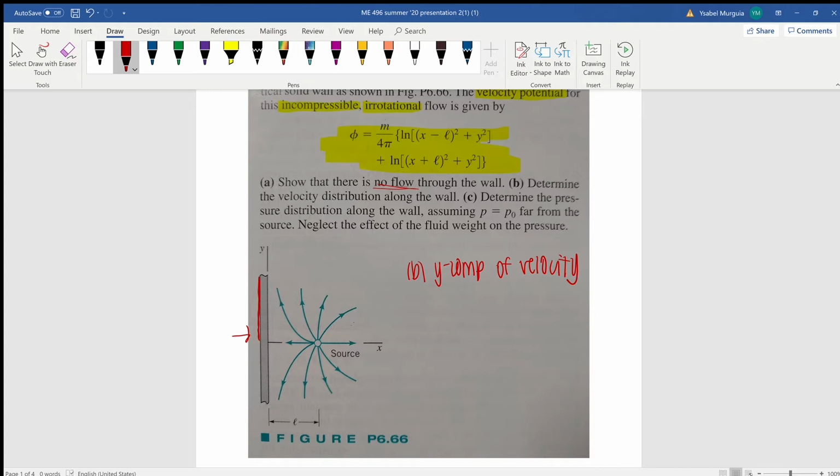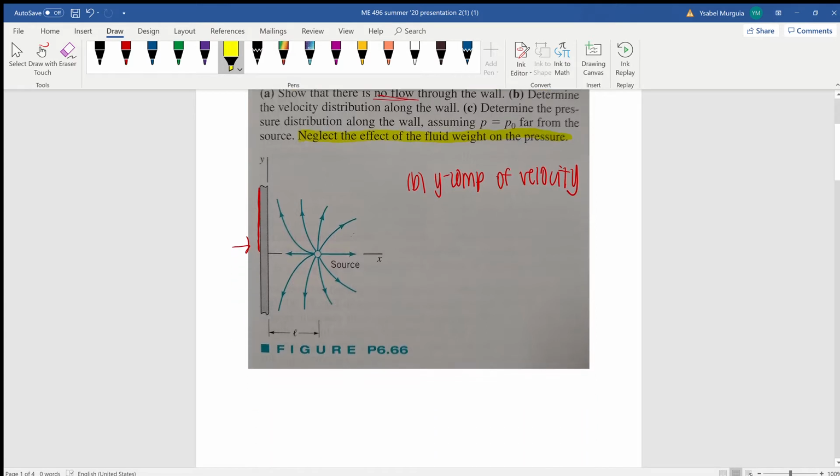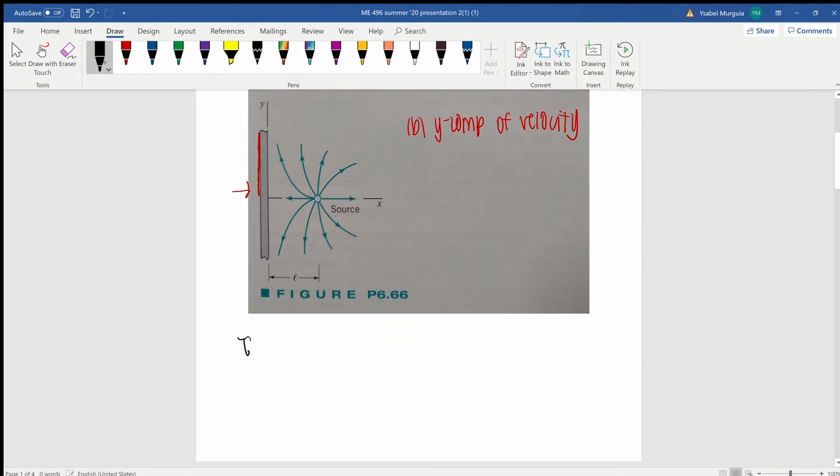And then for part C, determine the pressure distribution along the wall, assuming P equals P naught far from the source. Something that is important is this last statement, neglect the effect of the fluid weight on the pressure. If they're telling us that the fluid weight has no effect, then we won't have any shear stress due to the fluid. So the shear stress, tau, is going to be equal to 0.